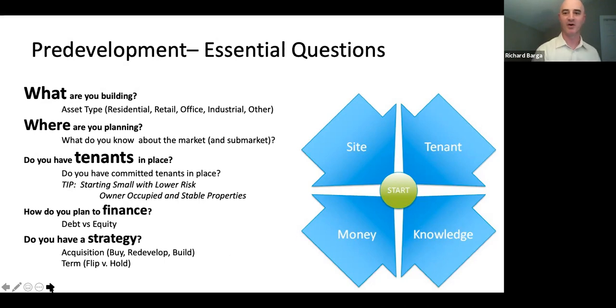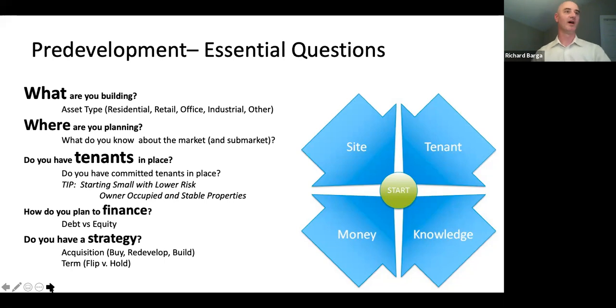A single family home is different than a park, so really understanding what we call your asset type. There are different forums and many different types of reports that you can look up on these specific types of assets. So that's number one. Where are you planning to build? And what do you know specifically about the market and the submarket?